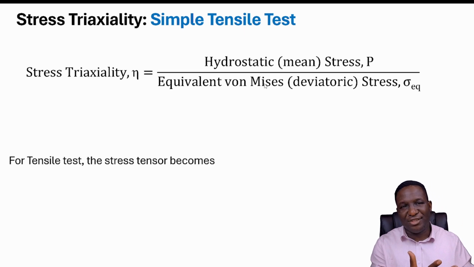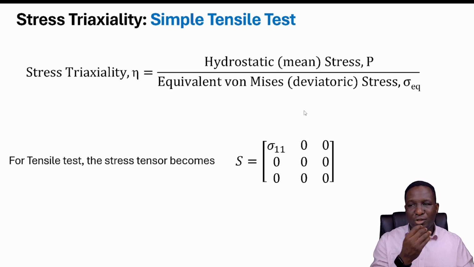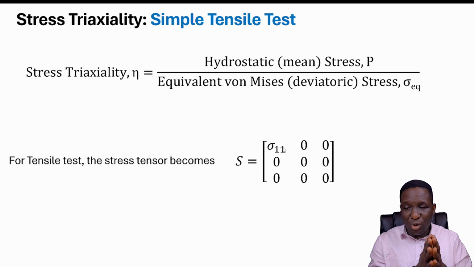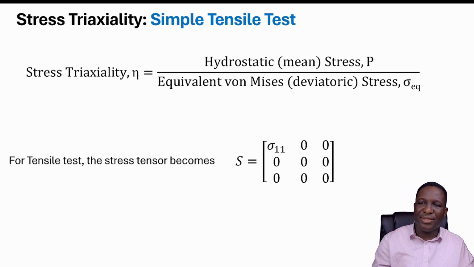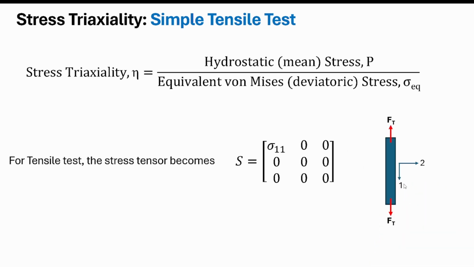So we want to find what it is in terms of a simple tensile test. A typical stress tensor of that would look like this. All you would have here would be a sigma 11, which is the load of the stress in the 1 direction that you are testing. All the other terms in this stress tensor will be 0 because there's no second axis stress, there's no third axis stress, and there's no shear stress in a simple tensile test.